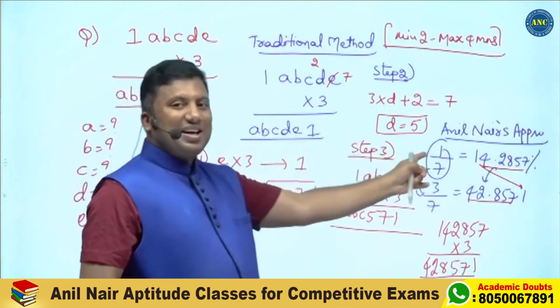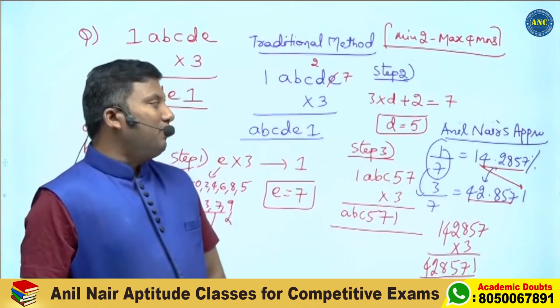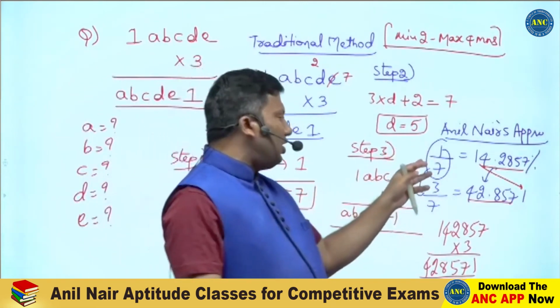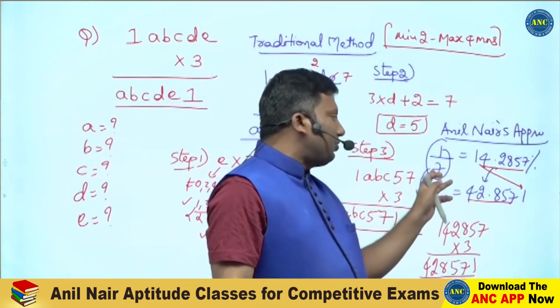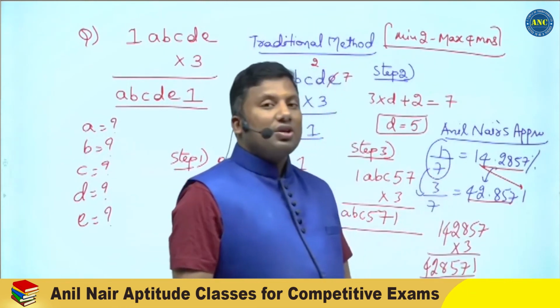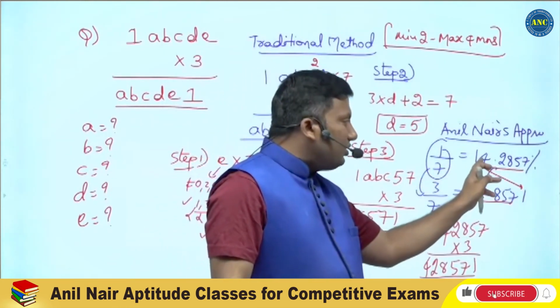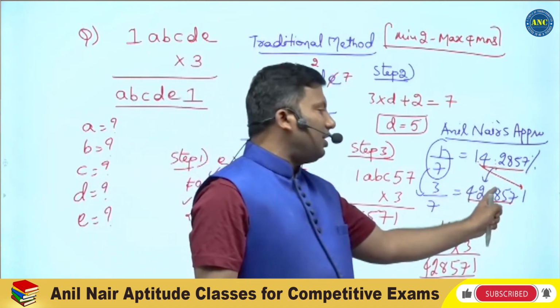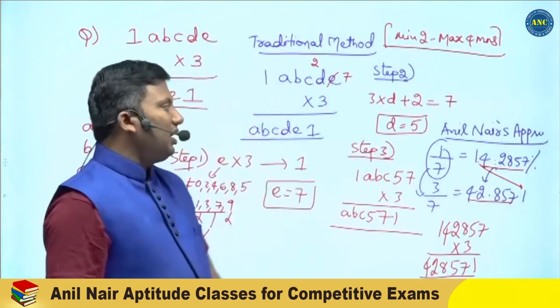So that is the reason I used 1 by 7 as 0.142857 multiplied by 3. Just now we discussed the logic. 3 times 14: 3 fours are 12, write down this digit and the next digit, and then the remaining digits in the serial order.